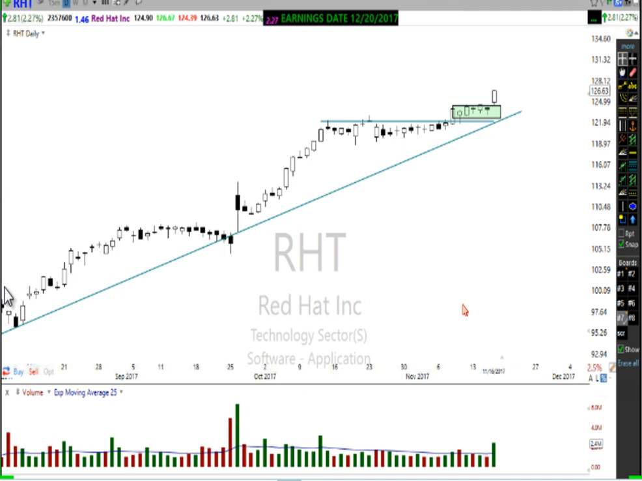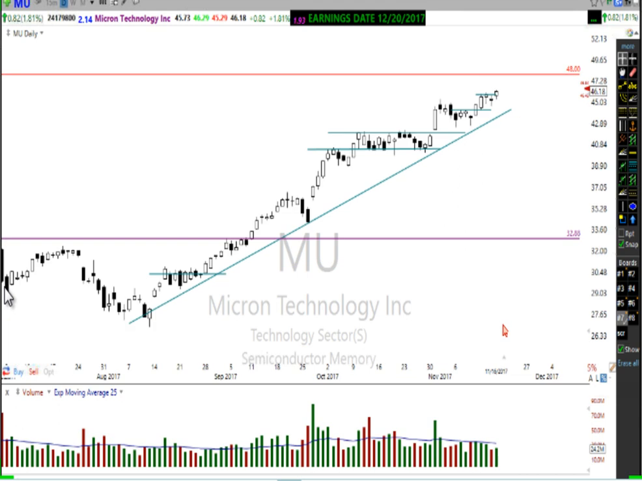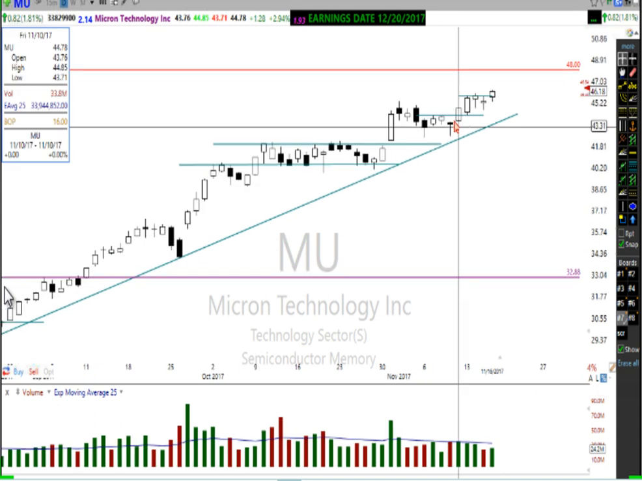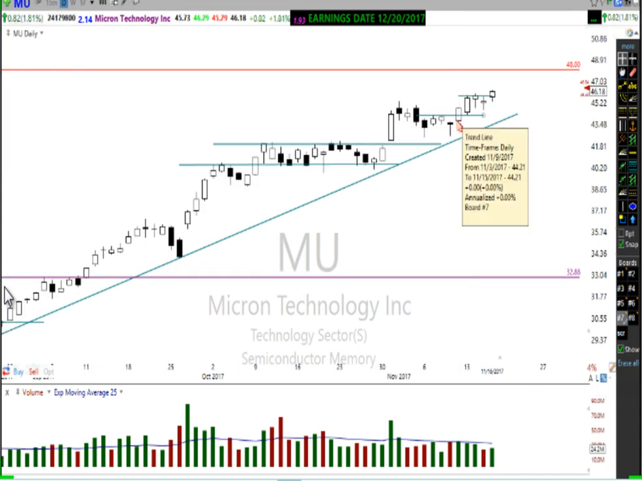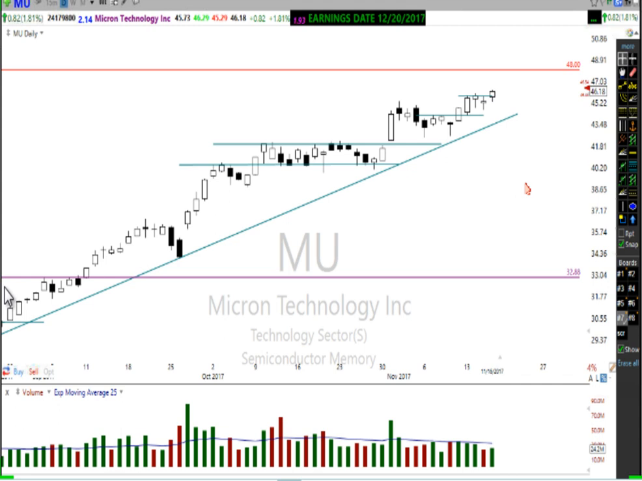MU, we are in the MU trade. As you can see, the chart's just moving up like we want it to do. We are in the MU trade. We bought it this last trade right here, on this candle. Moving on up, breaking out. So far, everything's looking good.